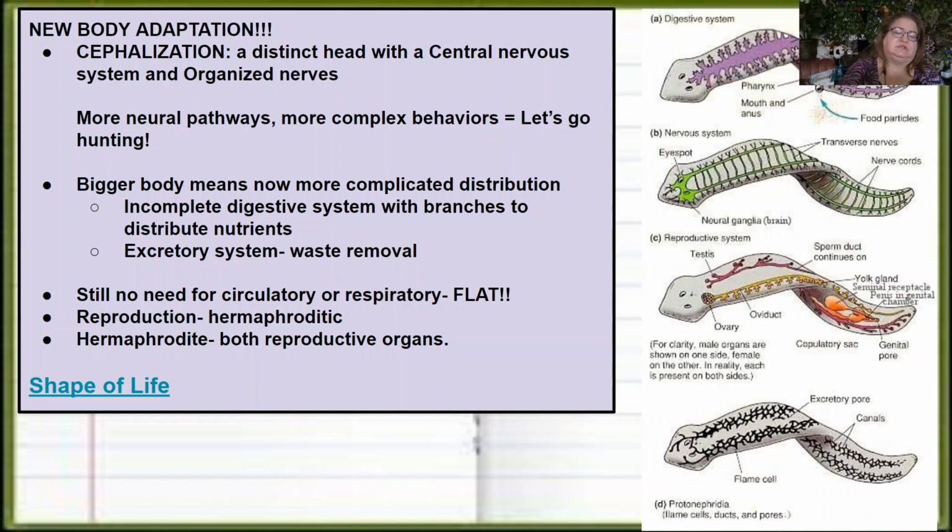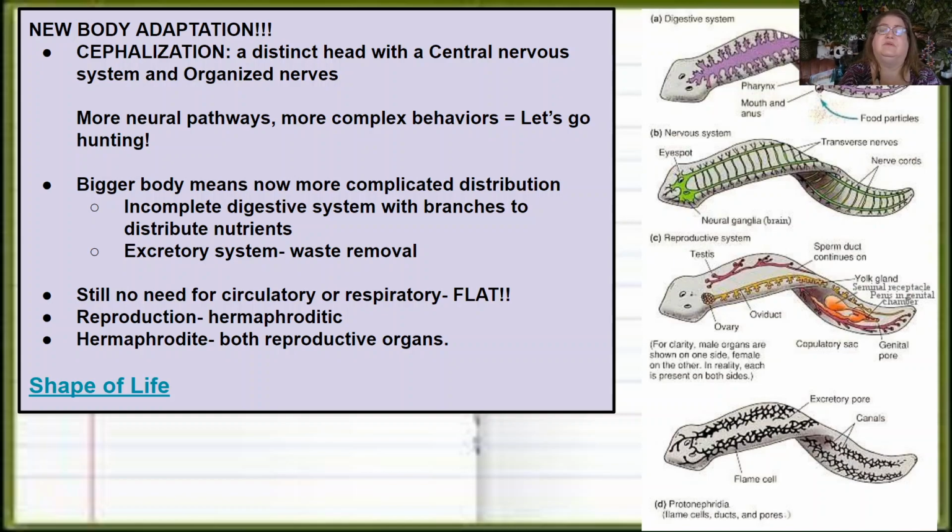You also start to see a very simple excretory system for those nitrogenous wastes. You can think of these as very simple kidneys. Now, I already went over this. There's still no real need for circulatory or respiratory systems. They are flat, which means that they have ample ability to get oxygen and carbon dioxide diffused in and out. And these guys are hermaphroditic. They have reproductive organs for both male and female. And so you can see that here we start seeing the ovary and oviduct.